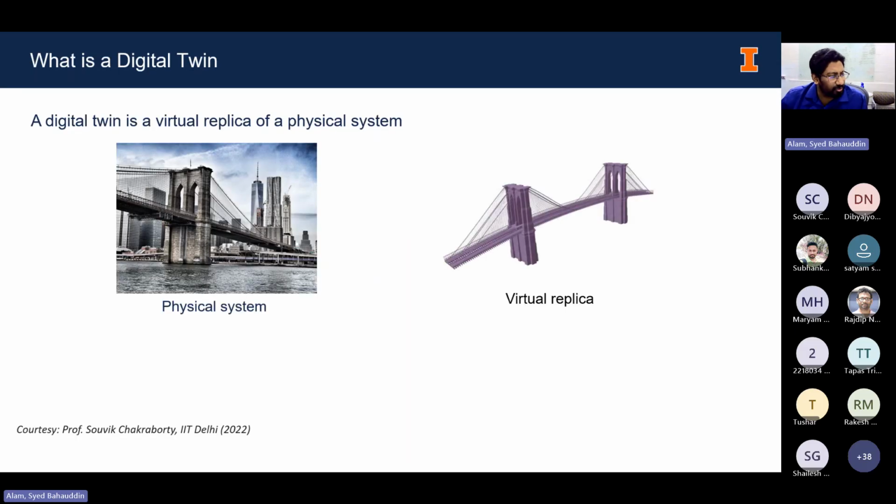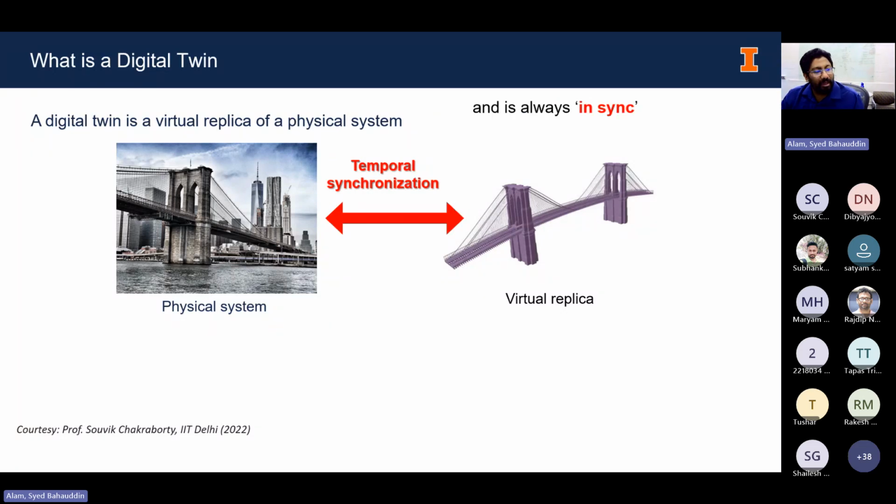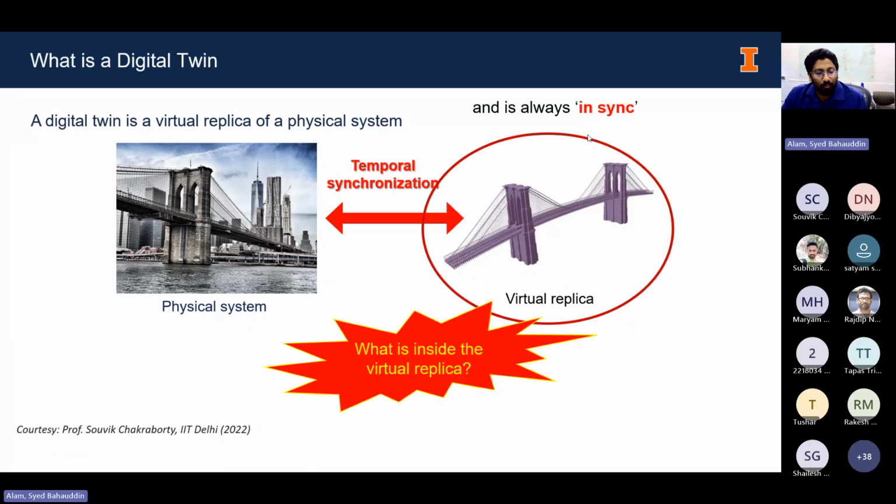So when we talk about digital twin, it's just a virtual replica of a physical system. And ideally, it should have temporal synchronization, right? And when we are saying temporal synchronization, that means we are assuming that it will be in sync. Again, we are talking about ideal, not real here. And we will be talking mostly about what's inside that virtual replica, like how to build that and others.